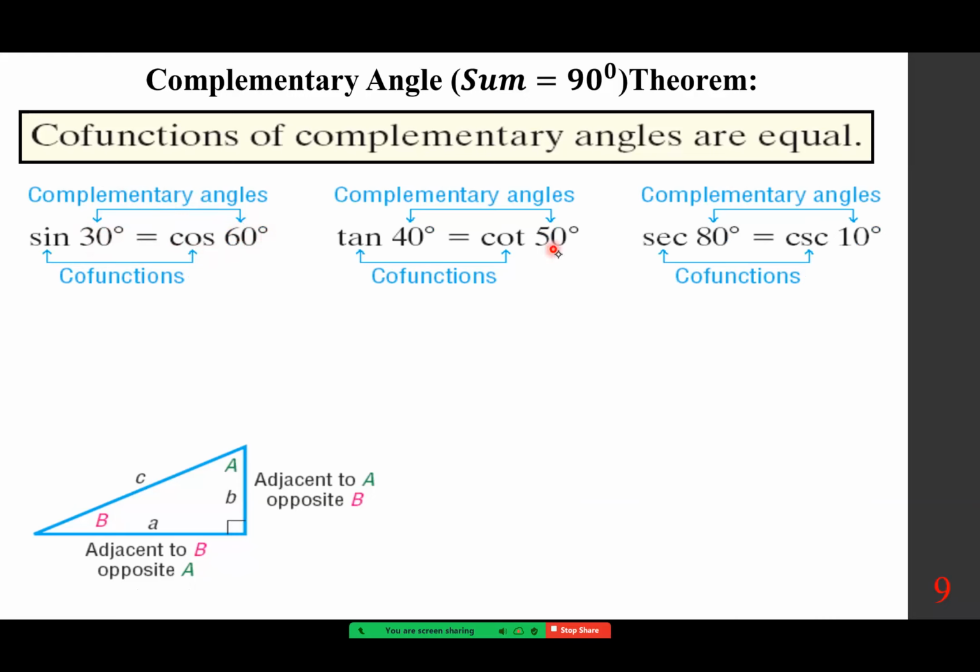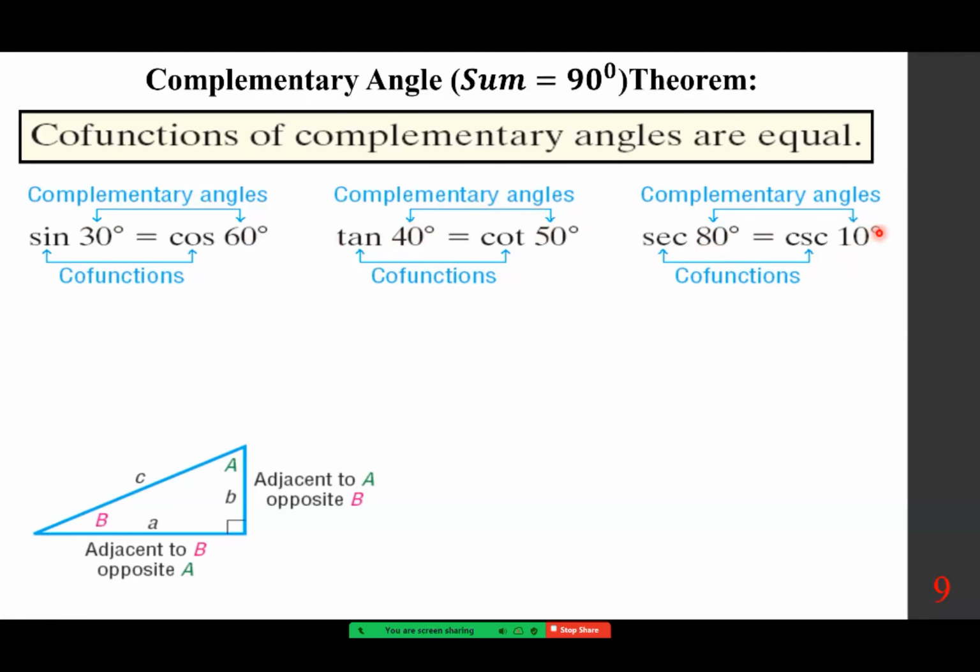Tan of 40 is the same as cotangent of 50. All you have to do is look at the concept of a tan, which is opposite over the adjacent, versus cotangent, which is the adjacent over the opposite. So for the 40 versus 50, that's how it works. And therefore, tan and cotangent are considered co-functions. The same thing for secant. Secant of 80 is cosecant of 10. And secant and cosecant are considered co-functions. Remember, the two numbers, 30 plus 60, 40 plus 50, 80 plus 10, they must add up to 90 degrees.